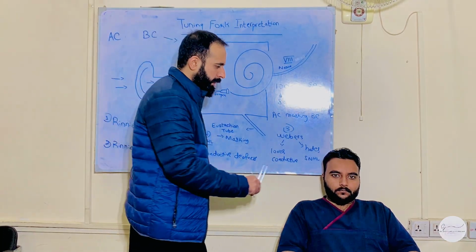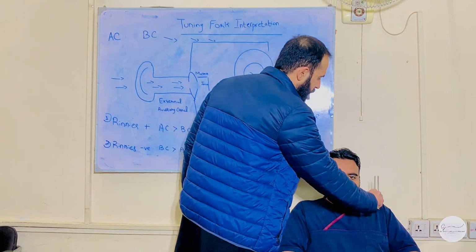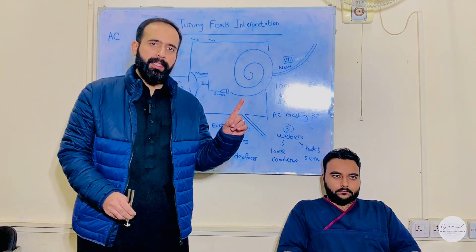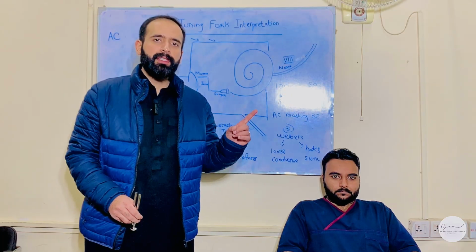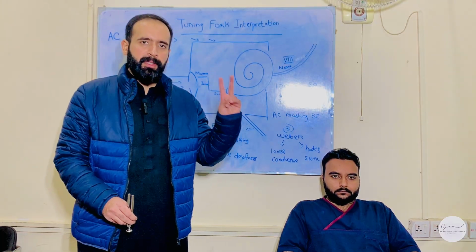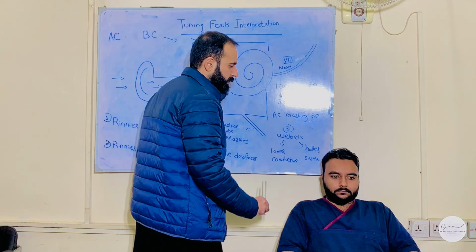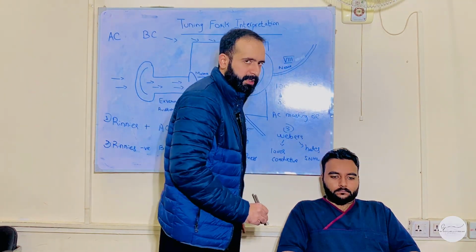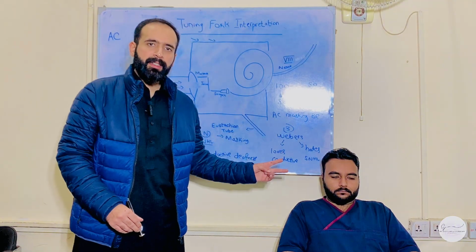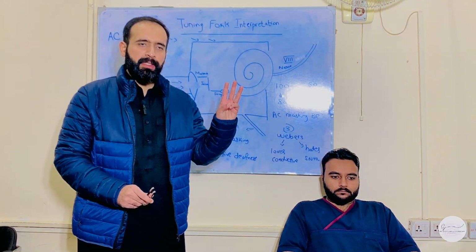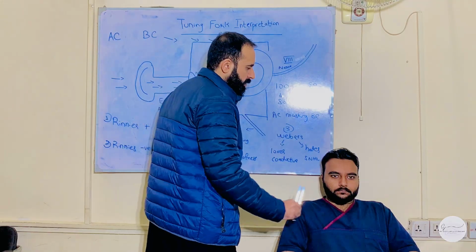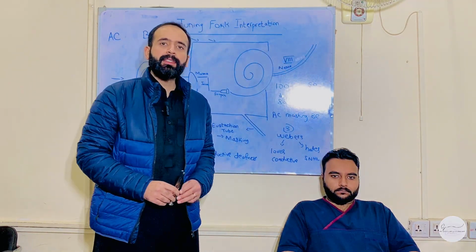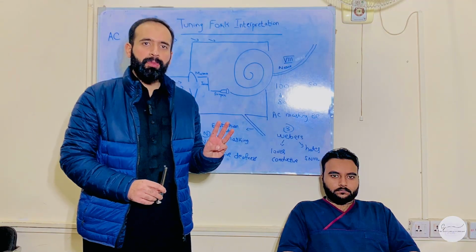Scenario number 1. Rennes positive, Weber's central. This is either normal hearing or both ears have equal sensorineural hearing loss. Scenario number 2. Rennes negative, Rennes positive, Weber's coming towards the ear with Rennes negative. This is right conductive deafness. Scenario number 3. Rennes negative, and Weber's central. This is equal conductive deafness in both ears.